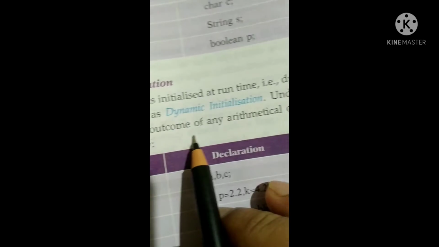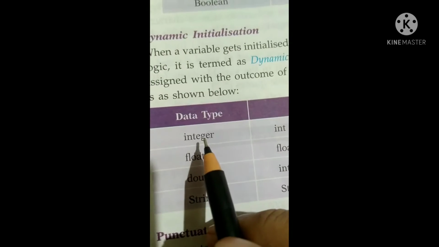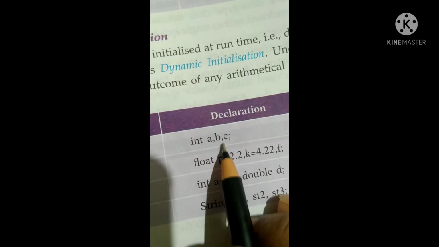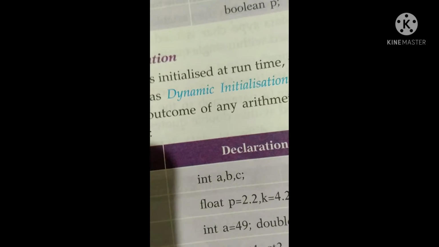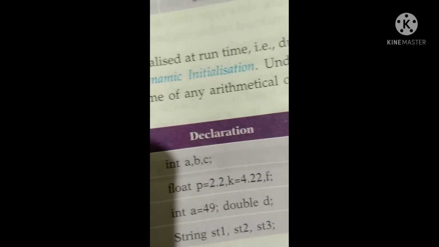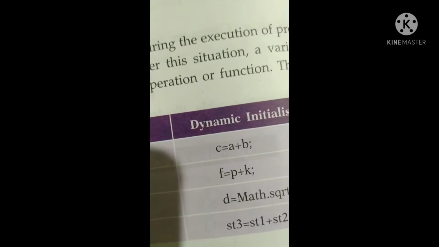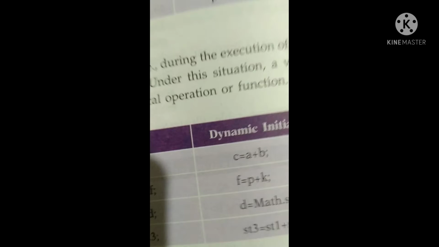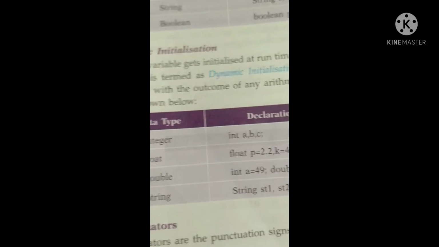Under this situation, a variable is assigned the outcome of any arithmetical operation or function. The table is shown here. Integer, suppose int a, b, c. Three numbers are taken, so no constant values are given in a, b and c. Then suppose c equal to a plus b. It means at run time we will give the values of a and b, then we will get the value of c. This is called dynamic initialization. Same as float, double, string, we can also get.